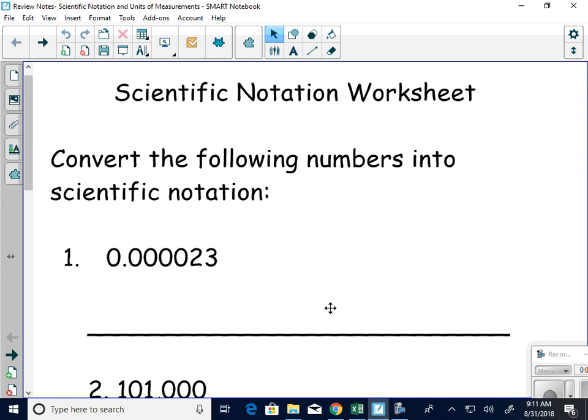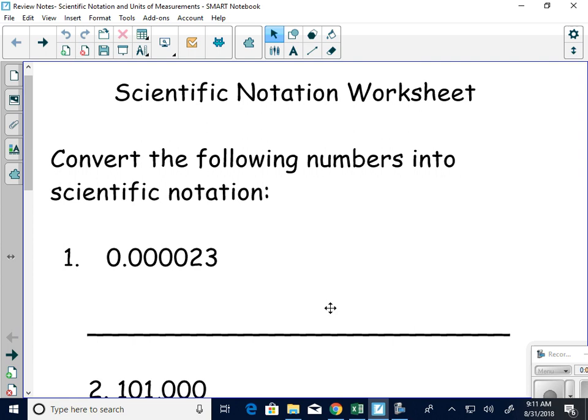So what we're going to do here as we review our notes from yesterday is just work more examples. So the very first example that we're going to go over of this scientific notation is up on the board. It says, convert the following numbers into scientific notation.